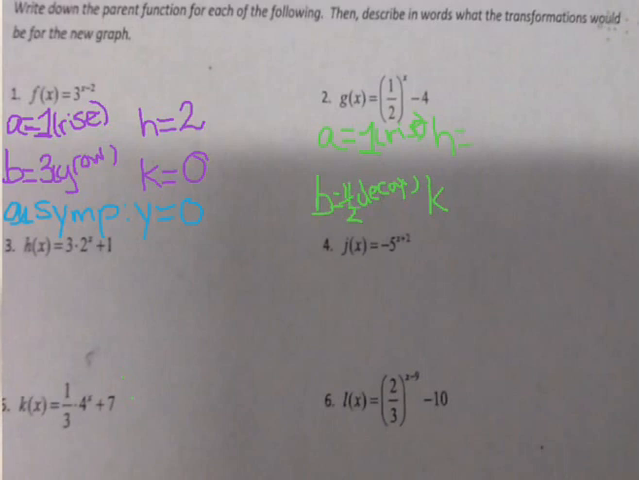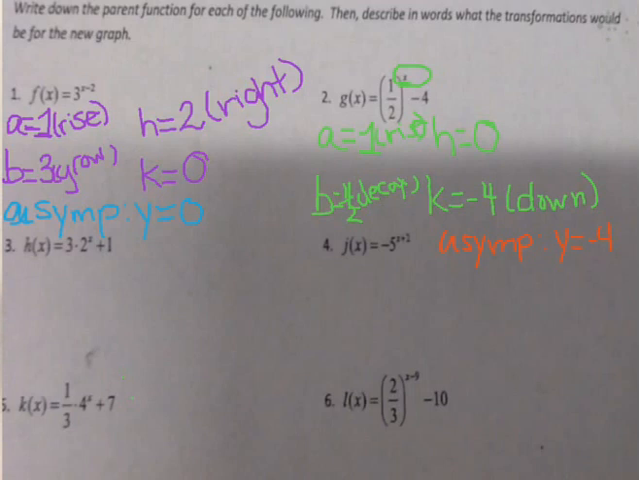H, we're looking for that. There's nothing up here with x, so H is 0. So our graph doesn't move left or right. And then K is going to be -4, so that means our graph moved down 4. And our asymptote is here at y equals -4. Real quick, I forgot to say in the previous example, when H was positive 2, that means our graph moved to the right. Forgot about that.